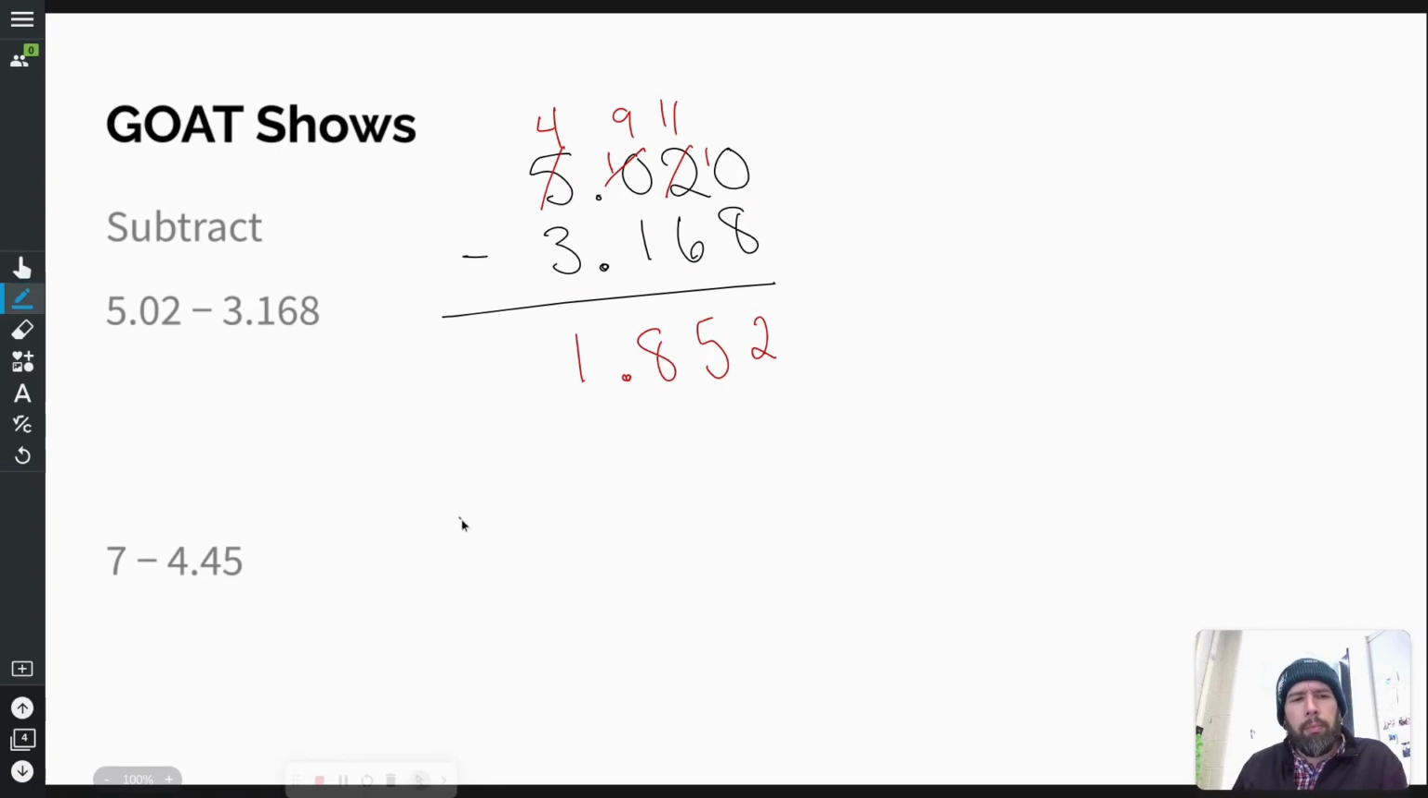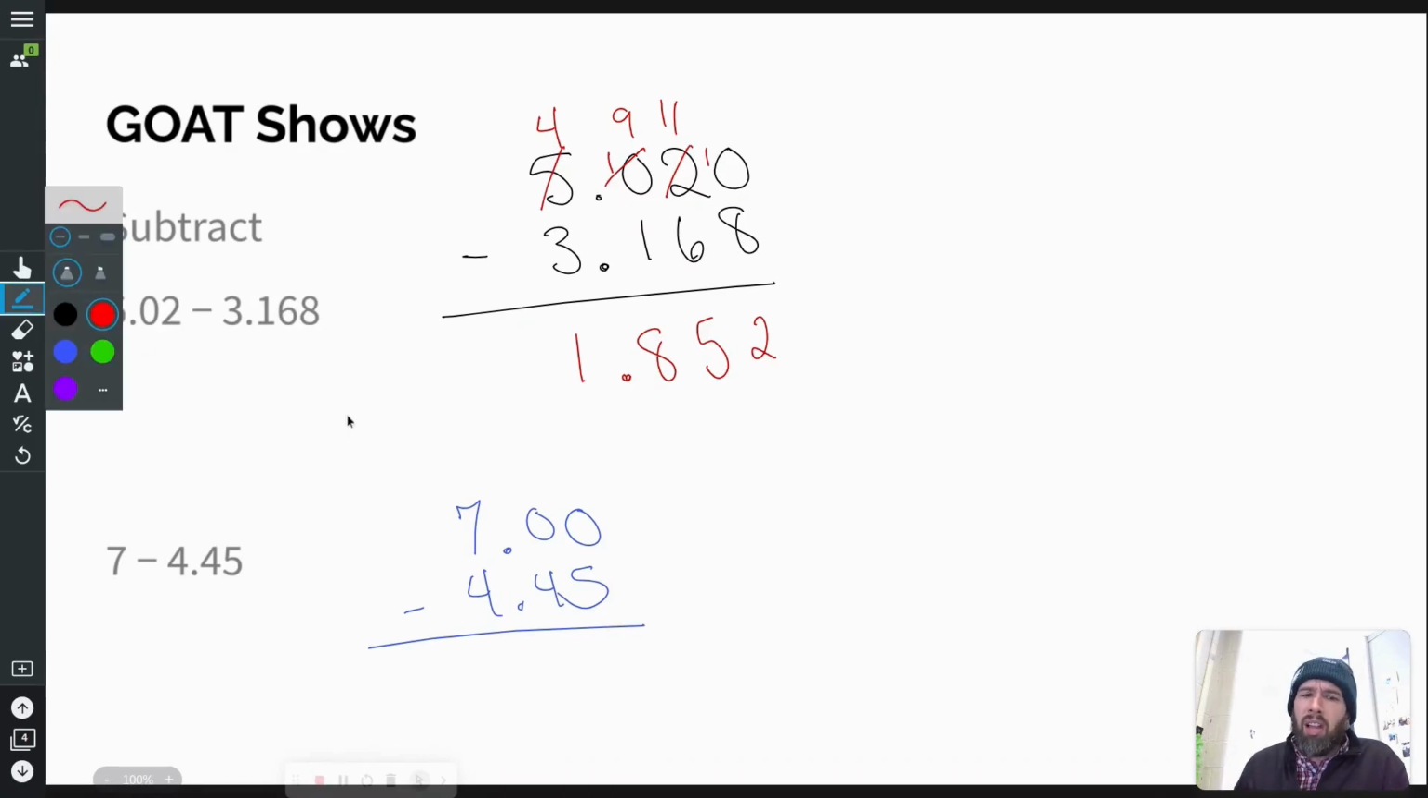Now, regular old 7 with no decimal, so I have to put the decimal there, so 0.00 minus 4.45. I put those two zeros there so I can line things up nicely. Okay? And we're seeing this a lot today. When I subtract, I have to borrow.